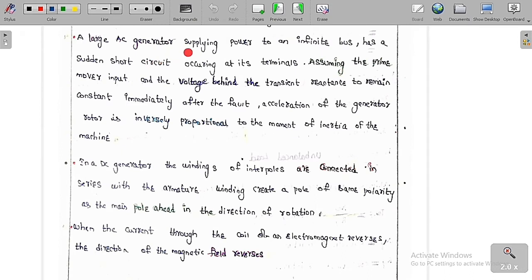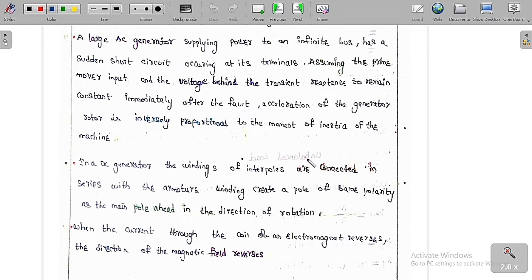A large AC generator supplying power to an infinite bus has a sudden short circuit occurring at its terminals. Assuming the primary input and the voltage behind the transient reactance remain constant immediately after the fault, the acceleration of the generator rotor is inversely proportional to the moment of inertia of the machine. I've already told you one important point: the acceleration, alpha, is always inversely proportional to the moment of inertia, which is 1 by M.